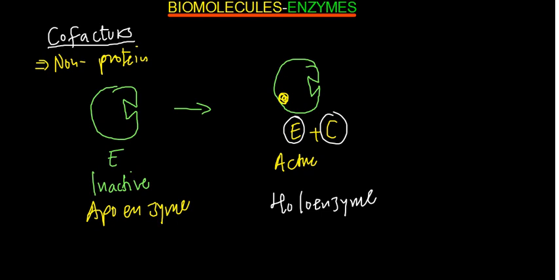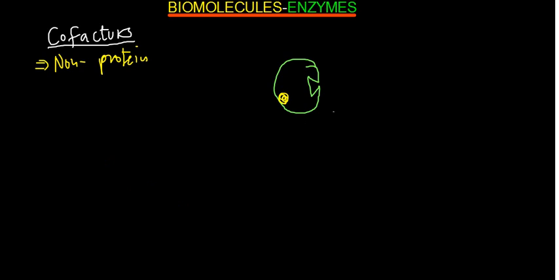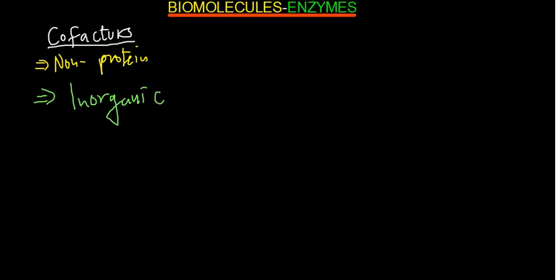Now, when we are talking about these cofactors, some of them are inorganic, others are organic. Let's start with the inorganic cofactors. When we say they are inorganic, it means that they do not contain carbon. So inorganic cofactors are basically metal ions, for example, ions of iron, ions of magnesium, ions of manganese.